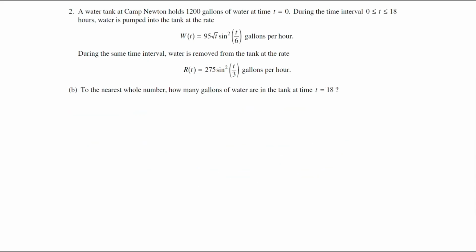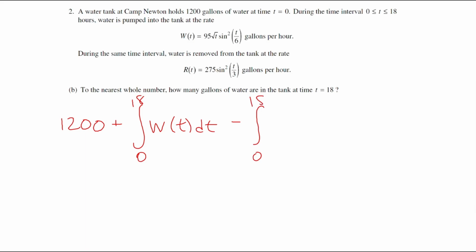In part B, it wants to know to the nearest whole number how many gallons of water are in the tank at t equals 18. Well, the number of gallons in the tank at any given time is going to be the initial amount, which was 1,200, plus the amount that is pumped in. The amount that's pumped in is an integral of the rate, so it's going to be an integral of W of t dt from 0 to 18. And then minus the amount that's pumped out, which is an integral from 0 to 18 of the rate at which it's pumped out.